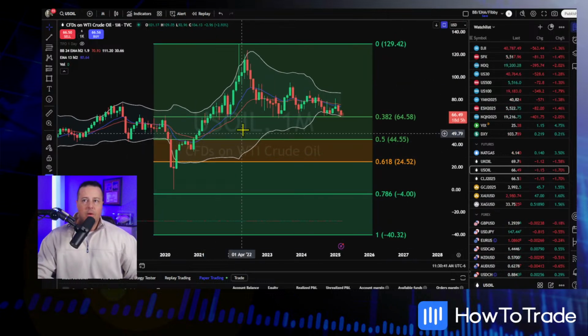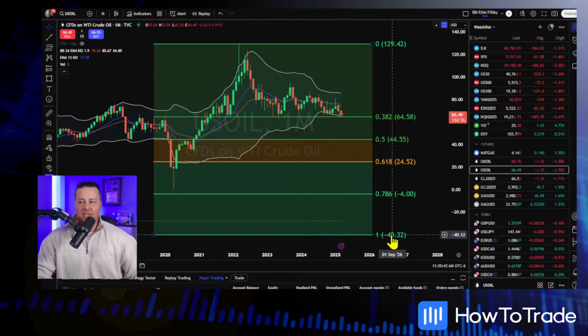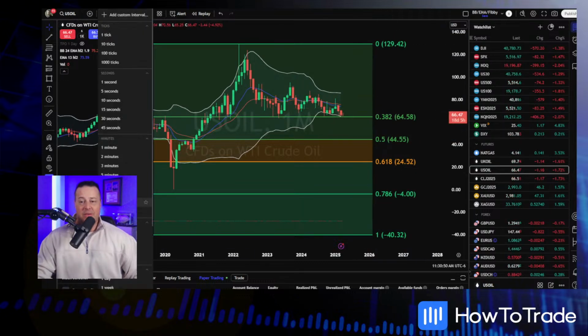All right, right here, monthly chart, U.S. oil. I put this out as a trade idea. Don't forget 64.58. Don't forget it. Right now we're trading 66.50. That's going to be an interesting zone.